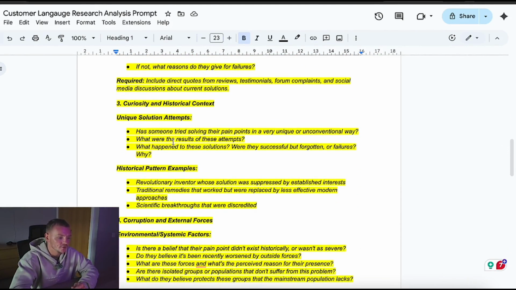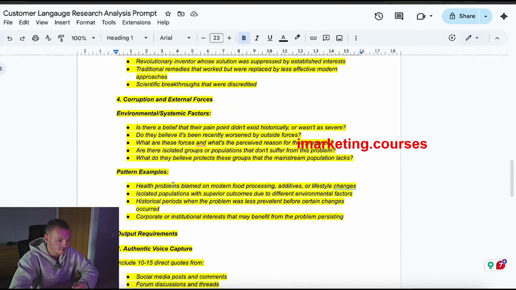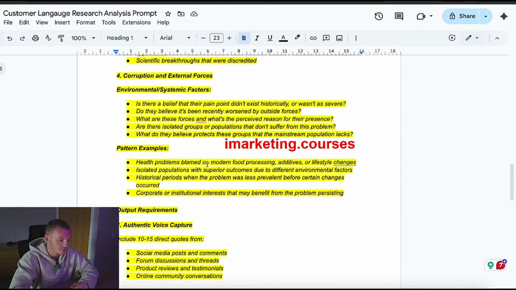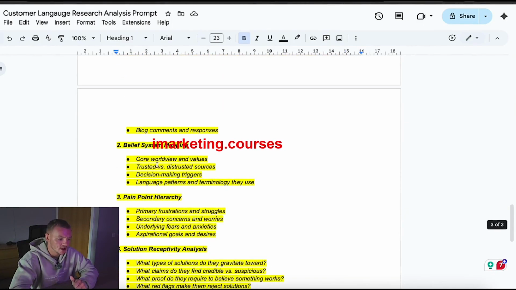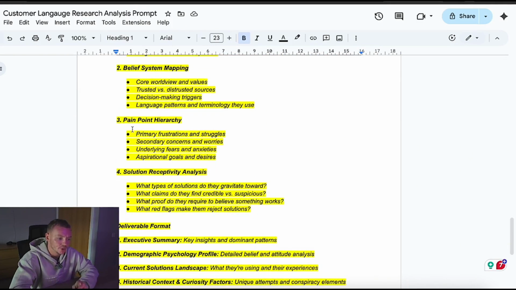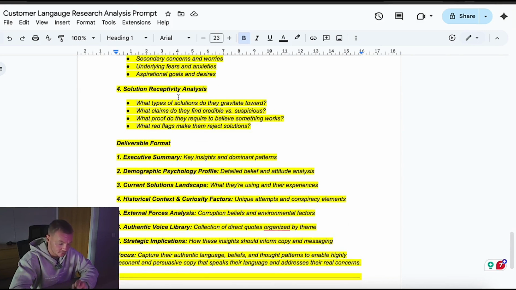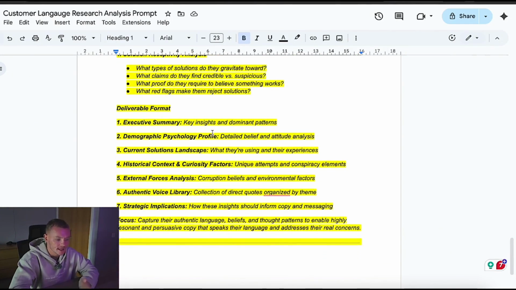We also want to find out, has someone tried solving their pain points in a very unique or unconventional way? What were the results? And we've got a ton of stuff here. Is there a belief that their pain point didn't exist historically or wasn't as severe? And this is what we're going to pull out. We're going to pull 10 to 15 direct quotes, a belief system mapping, pain point hierarchy, and solution receptivity analysis, which is like what types of solutions do they naturally gravitate towards, what claims do they find credible versus suspicious, and what proof do they require to believe something actually works. And that's actually what it's going to pull out.